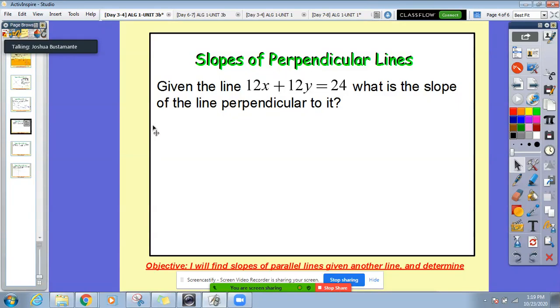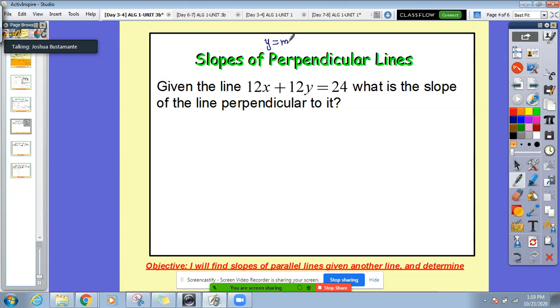Okay, guys, in this example, again, we're given a line and we want to find the slope of a line that would be perpendicular to it. So all we have to do is find the slope of the line first. Now, what a lot of people want to do is right away say that the slope is 12 because that's the number in front of the x. But we can't do that because this is not in slope-intercept form.